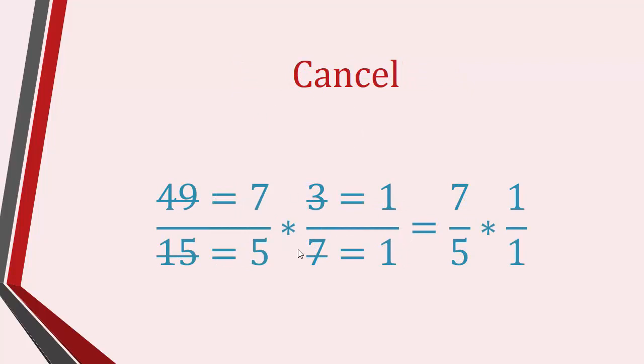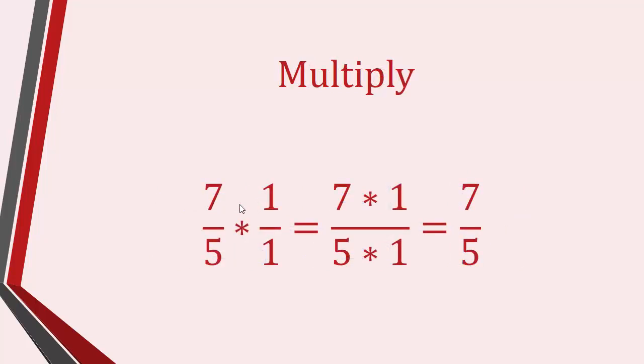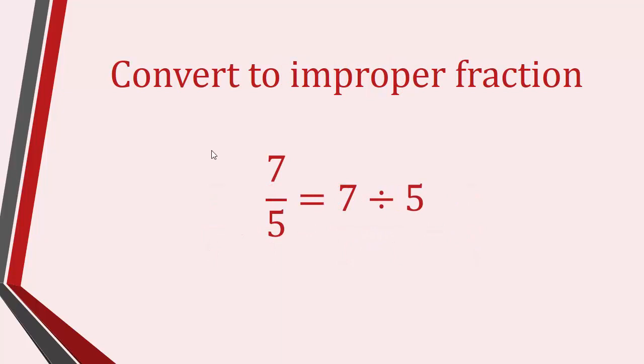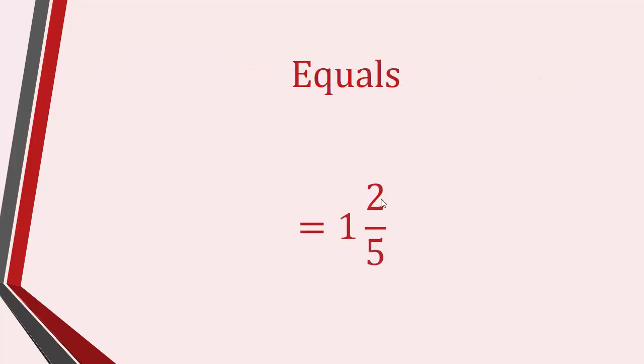Cancel. Now 7 into 7 equals 1. 7 into 49 is 7. 3 into 3 is 1. 3 into 15 is 5. So we are left with 7 over 5 times 1 over 1. So now we multiply. 7 times 1 equals 7. 5 times 1 equals 5. Convert to mixed number. 7 over 5 is equal to 7 divided by 5. And the answer is equal to 1 2/5.